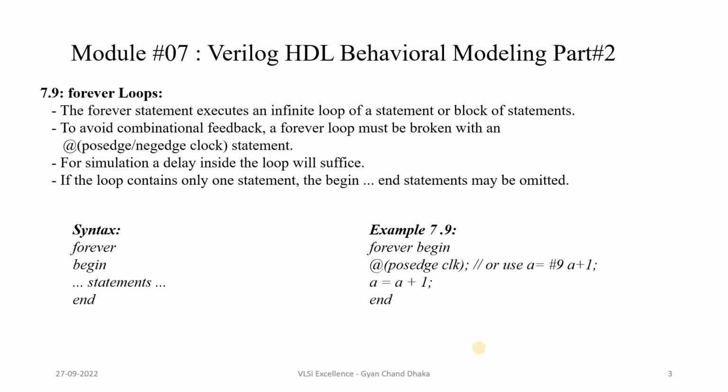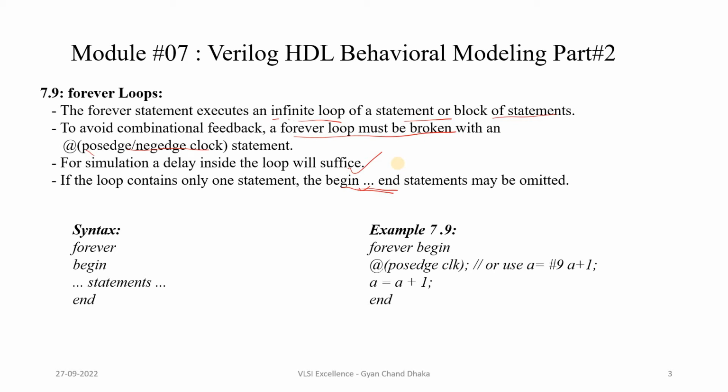Now let's see another loop, which is the forever loop. The forever statement executes an infinite loop for a statement or block of statements. That means whatever is written as part of the statements of a forever loop gets executed infinite times. To avoid any combinational feedback, a forever loop must be broken with some condition like positive edge clock. For simulation, we can also use a delay inside the forever loop. And if the loop contains only one statement, the begin and end keywords can be omitted.